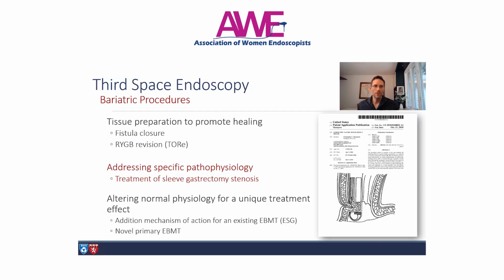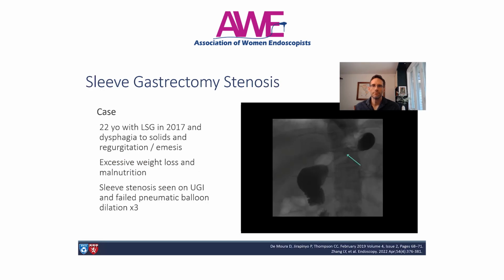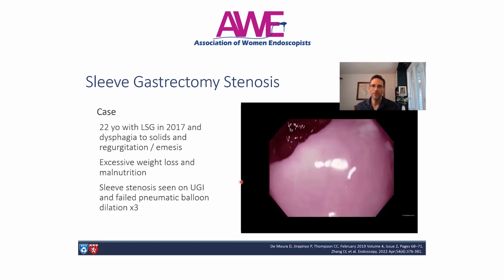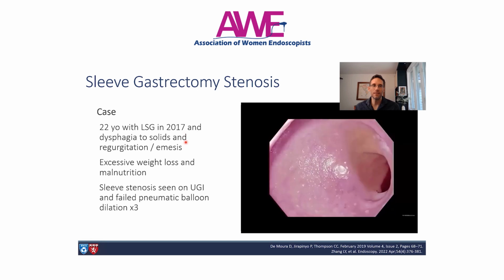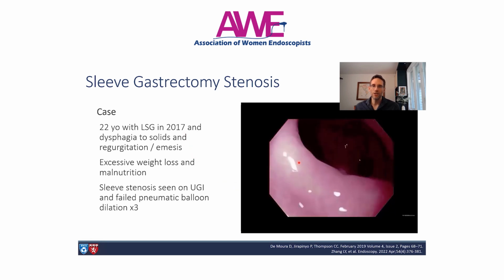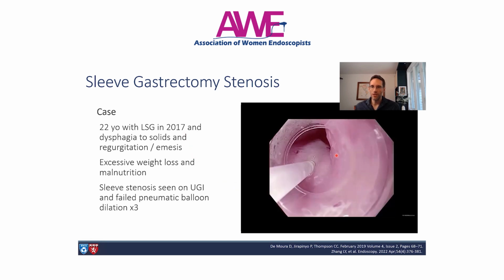We'll now move on to the treatment of sleeve gastrectomy stenosis. And we'll start with a case. Here you can see there's a rather significant stenosis there on the upper GI series. This is a 22-year-old patient with a sleeve gastrectomy in 2017, having significant dysphagia due to this profound stenosis you can see on an upper endoscopy.